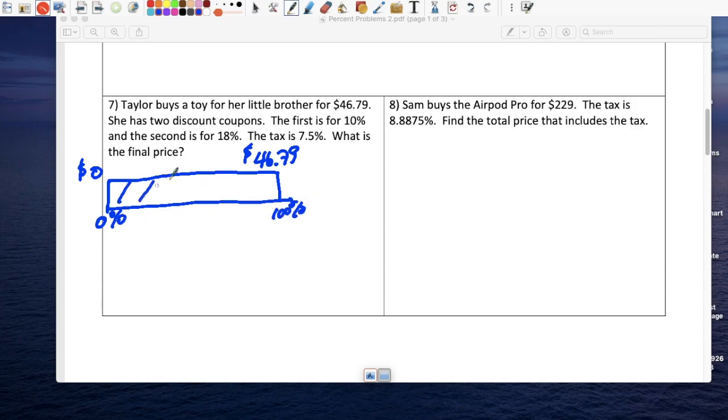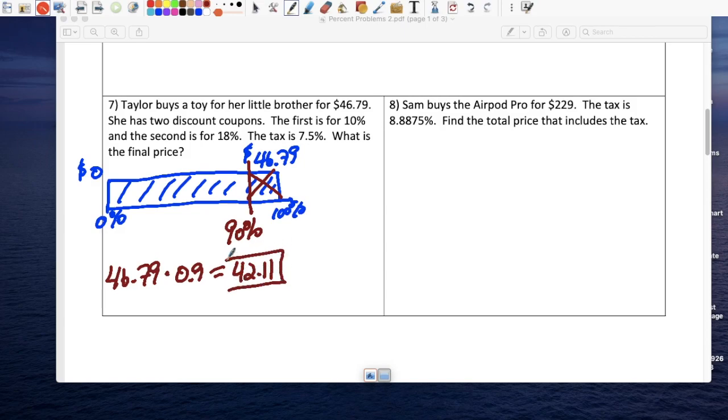But I have a discount. I have a 10% discount, so I'm going to remove that much. After they remove 10%, I am no longer responsible for 100%. I'm responsible for 90%. Let's figure out what 90% of 46.79 is. So it's 46.79 times 0.90, because I changed that to a decimal. So I am now responsible for $42.11.